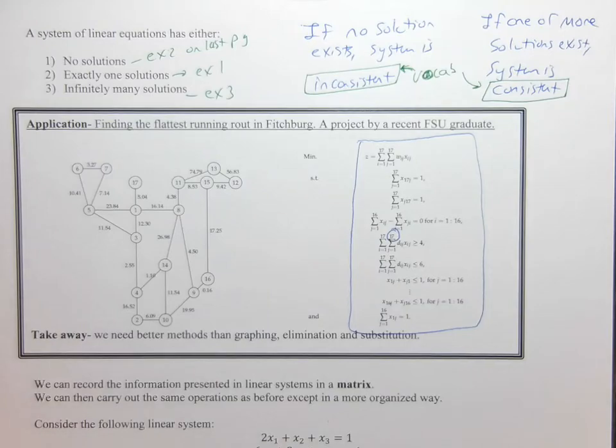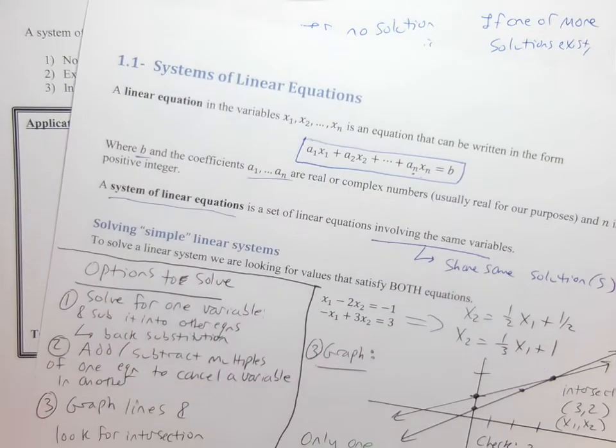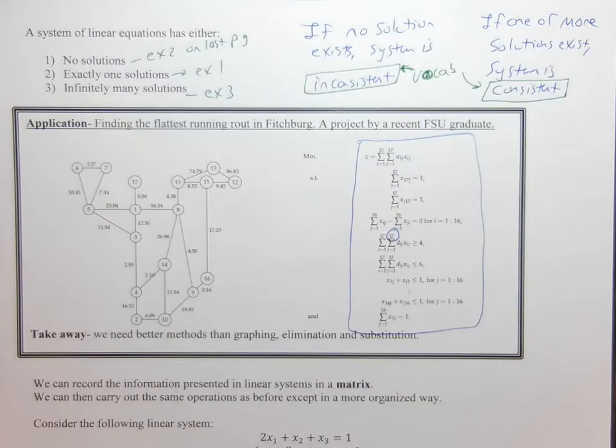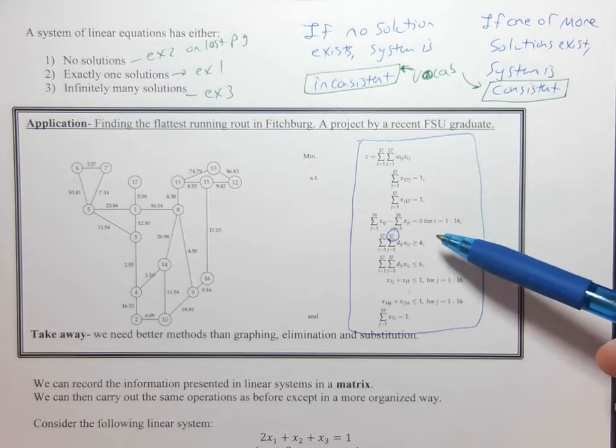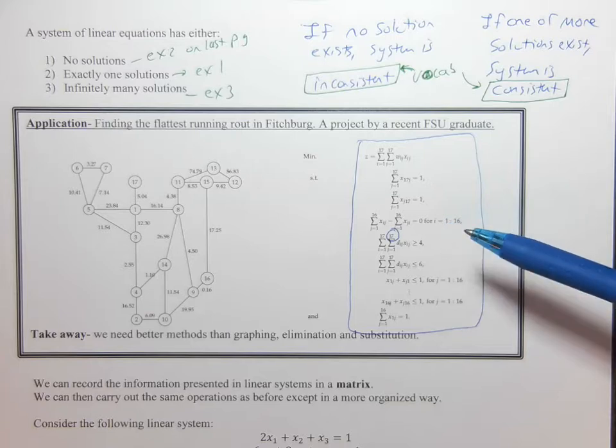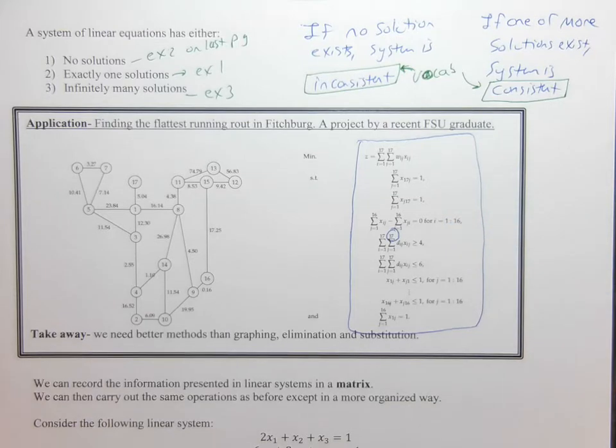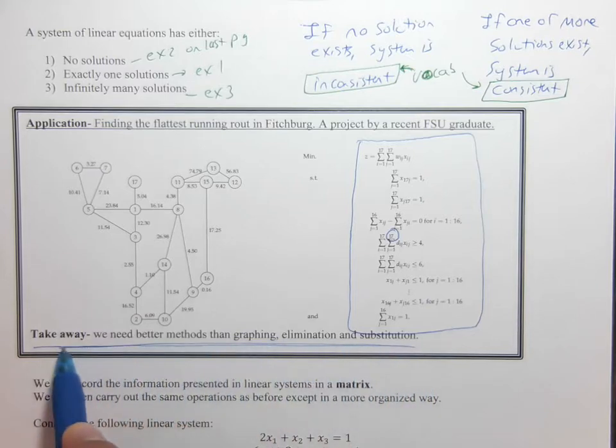So what I'm trying to point out here is, I did these baby examples on the last page to sort of give you some ideas. But in reality, when you get to the real world and you start doing real math, those things don't work anymore. And so that's where linear algebra comes in. The takeaway here is we need better methods than just graphing or substituting. That's what we're trying to learn about in linear algebra, and that's where matrices come in.